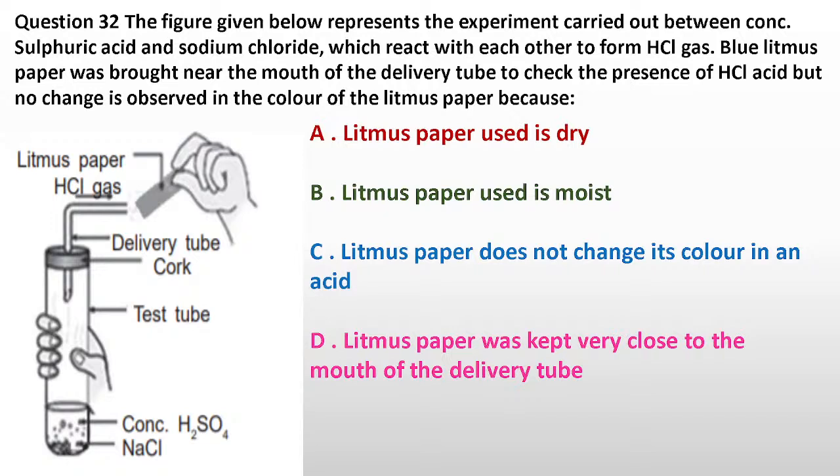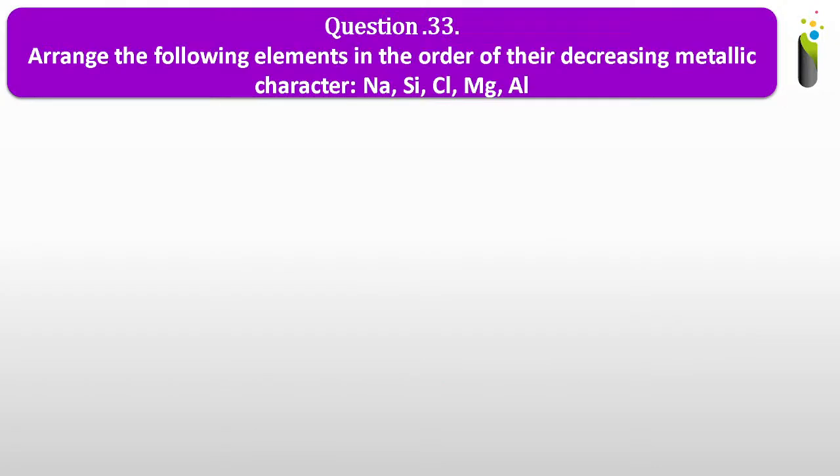So, what should be the answer for this question? So, the answer for this question is A. The litmus paper used is dry. Going ahead with the question on chlorine, magnesium, aluminium.